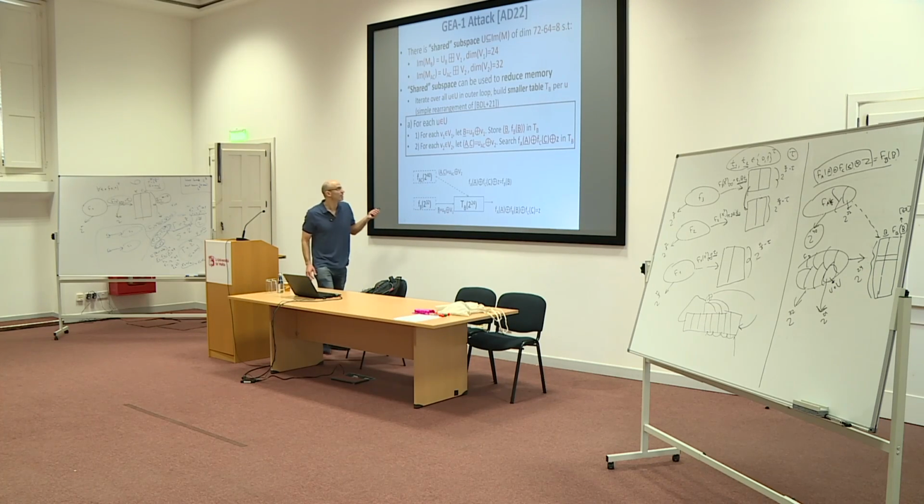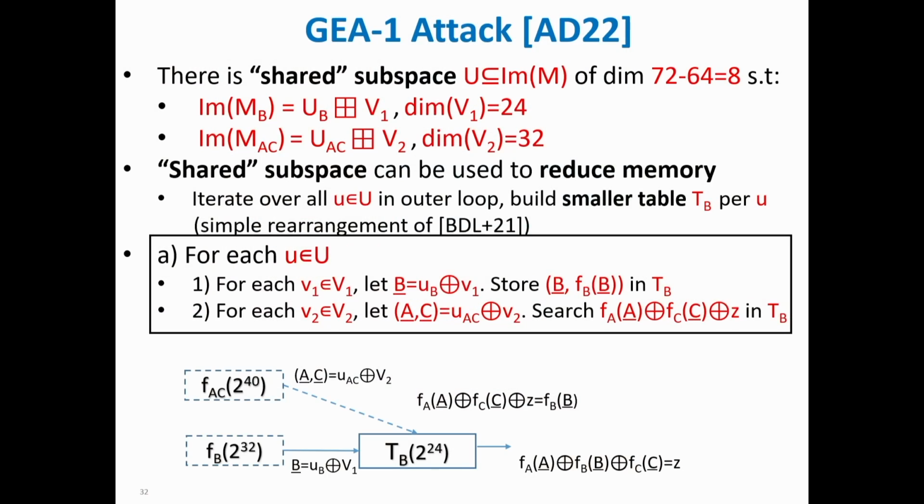Okay, so basically how does the attack work? For each U in this common shared subspace U, we have an outer loop. So we do a small meet-in-the-middle attack. For each V in the subspace V1, we can compute the internal state B just by XORing together this U projected to B and V1. Then we're building our smaller table here, which is of size 2 to the 24.